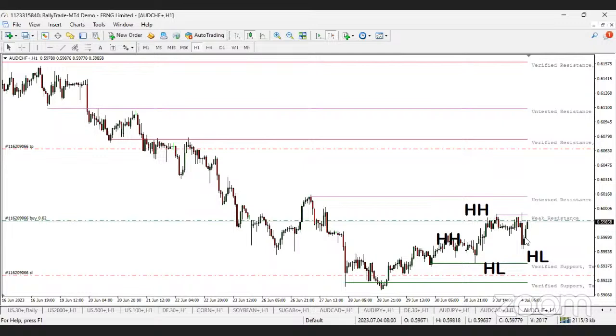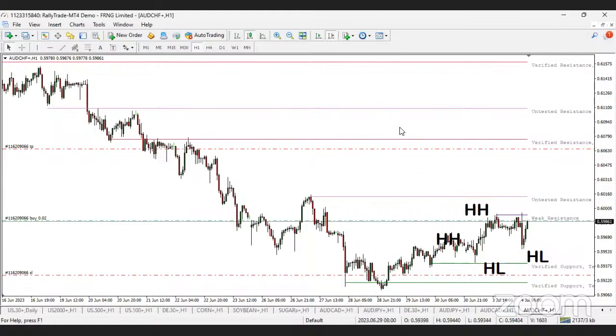So since we've seen the end of the pullback, price is already in a weak resistance area. It is weak because price has not changed direction a minimum of twice. So we can go ahead and enter a buy on AUD CHF, and our stops will be below the previous lower high. You can see where my stop loss is, below the previous lower high. So AUD CHF is also a buy.